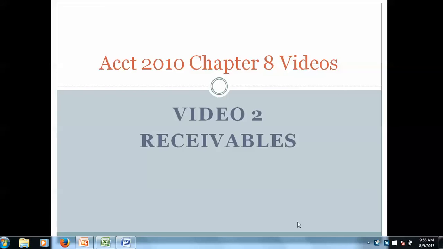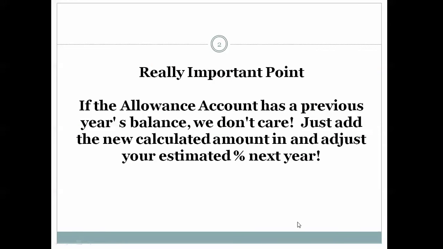In video 2, we are going to be looking at the balance sheet approach to estimating our uncollectible accounts. And we call it the balance sheet approach because we're going to be analyzing the accounts receivable. Now, from the previous video, when we did the percentage of sales, remember we would take a percentage of the sales, the credit sales for the year, and we would multiply that percentage to get our estimated bad debt or uncollectible accounts for the year.